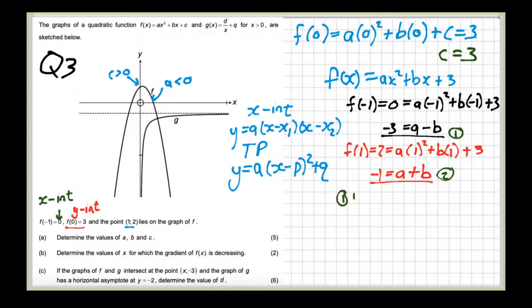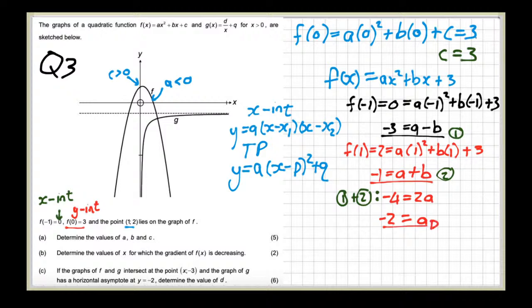If I take the first equation and add the second one, adding on the left, I've got negative 3 plus negative 1, so it's negative 4. On the right, I've got a plus a, which is 2a, and negative b plus b, which is 0. Oh, brilliant! The b's just went poof, gone. So in other words, a is equal to 2. Negative 2, I mean. Let's just quickly backtrack.